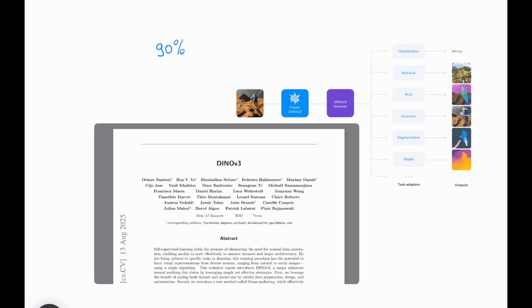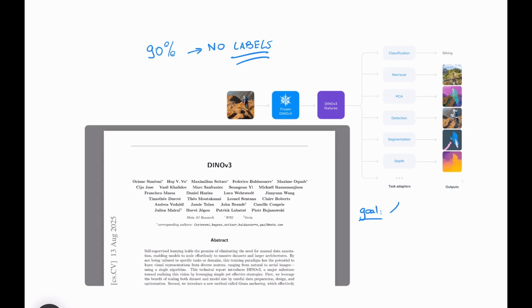More than 90% of the world's images have no labels, and yet we want a single vision backbone that can handle depth estimation, classification, and segmentation without task-specific supervision. So the question is, can we learn a backbone from a huge amount of images and videos that are unlabeled? And more crucially, can we preserve that fine-grained, dense structure, especially as we scale up?